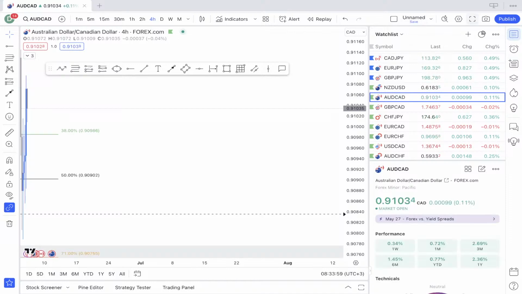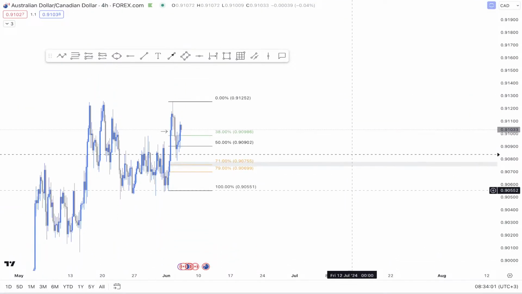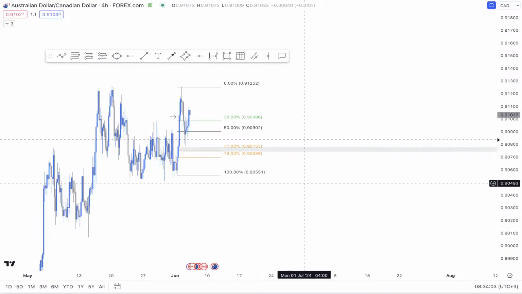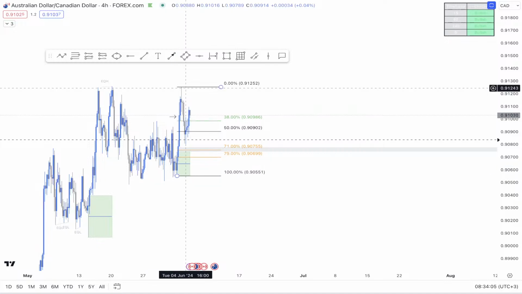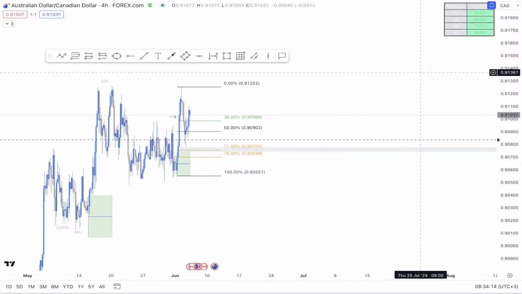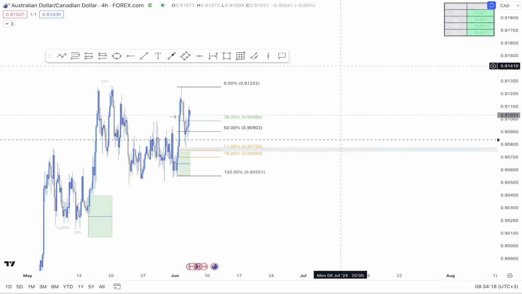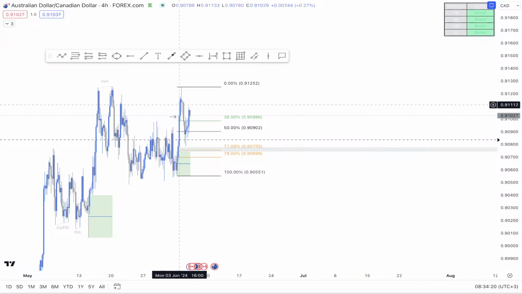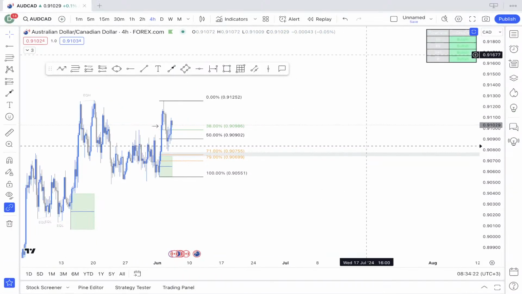On AUD CAD, we have another bullish opportunity. Aggressive break, fair value gap lining up with the area of interest. Right beneath it, we have a bullish trader order block as well. The trader graph is fully green, it's fully bullish, and it is safe to say that the pullback so far has been corrective as well.